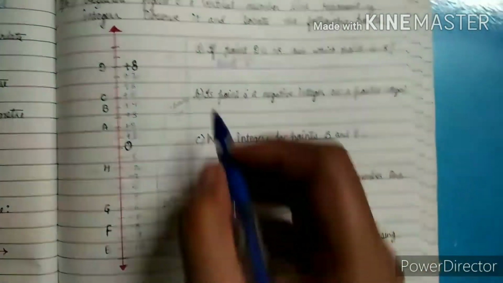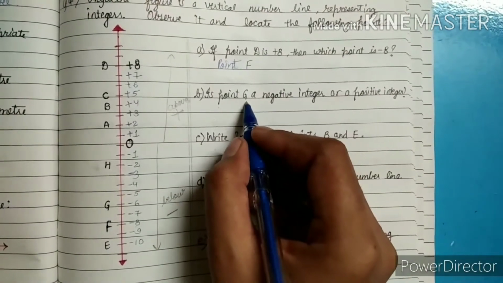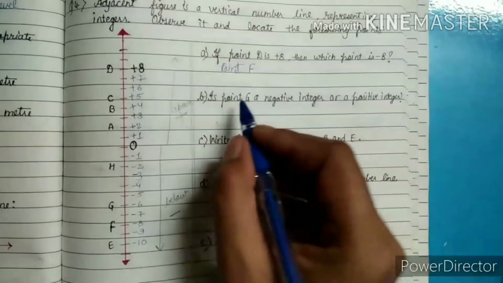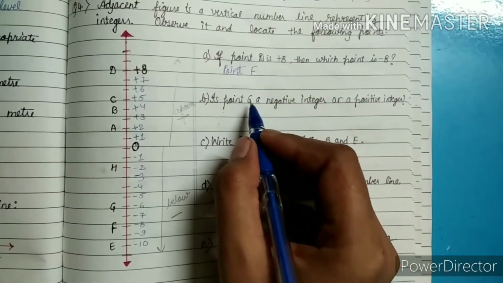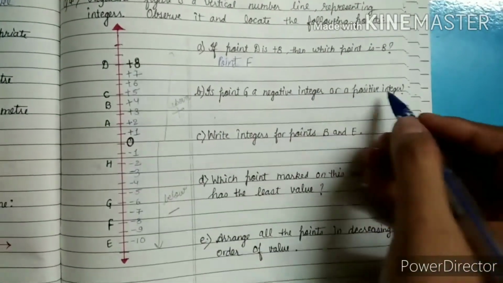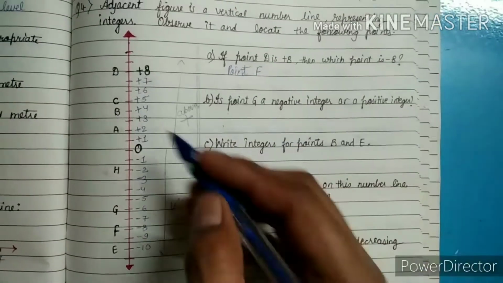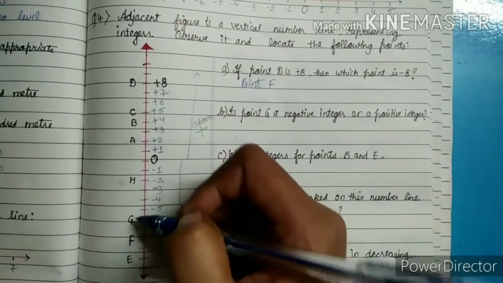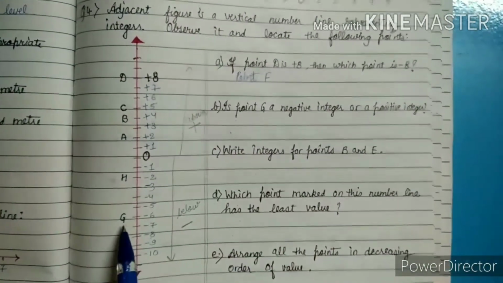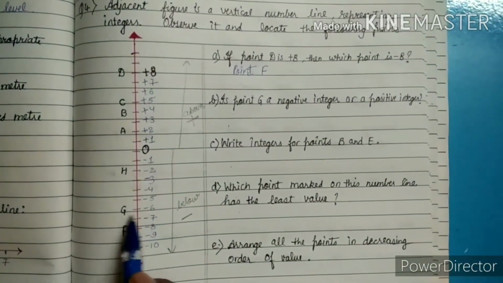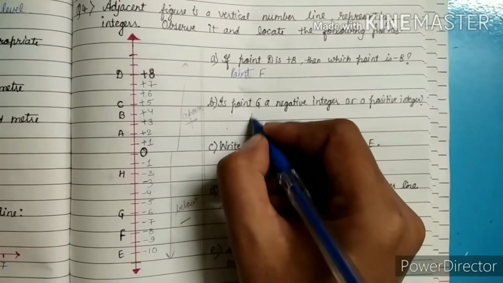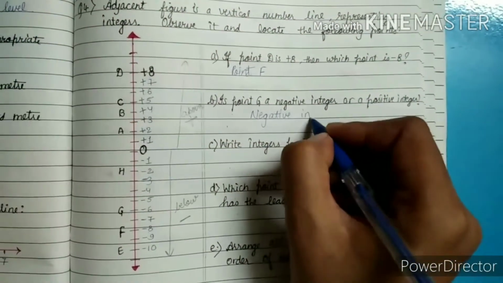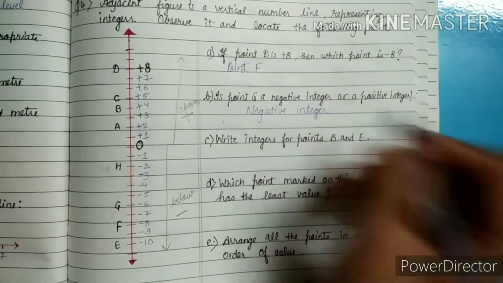Now, is point G a negative integer or a positive integer? It means whatever the point G is, is it showing a negative or positive integer? So where is G? A, B, C, D, E, F, G. Here is G. So G is showing a positive or negative integer? G is showing a negative integer. So its answer is negative integer.